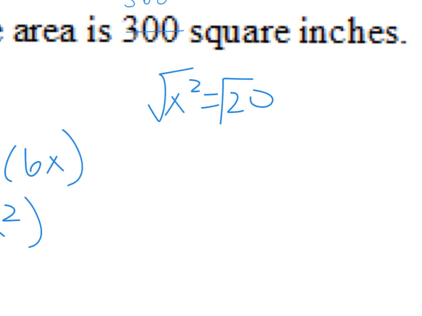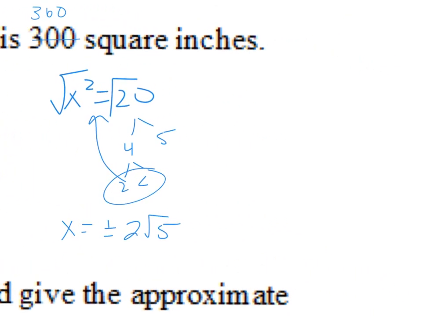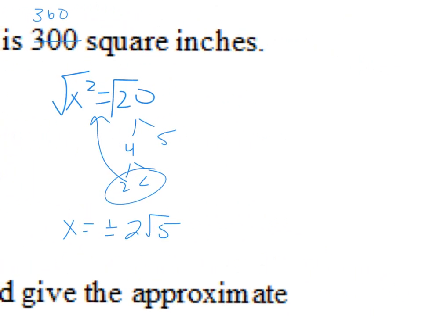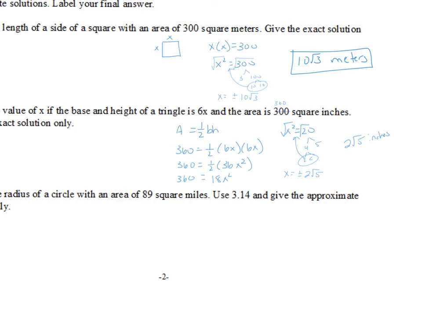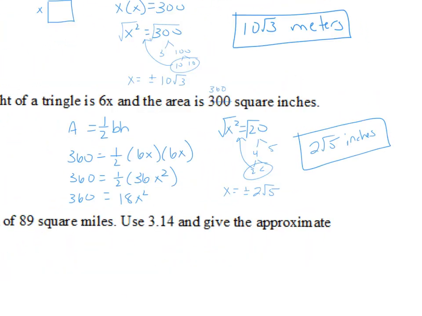Okay, and then when I do that, this is going to break down to 4 and 5, and then the 4 will break down to 2 and 2. 2's pair up and move out. So x equals plus or minus 2 root 5. And then again, because this is a shape, we don't worry about the negative. So I have 2 root 5 inches. Okay, and it did ask for exact only, so this is my answer. Okay, so 2 root 5 inches.